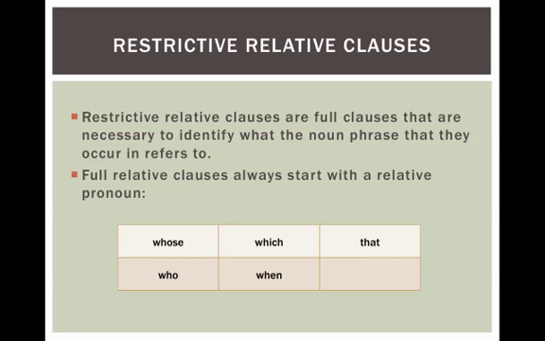So restrictive relative clauses are full clauses that are necessary to identify what the noun phrase that they occur in refers to. So here are our 5 relative pronouns: whose, which, that, who, and when. We could probably add how. Did you find out how he did it? Maybe not. Stick with these.